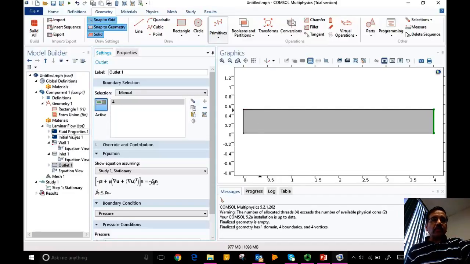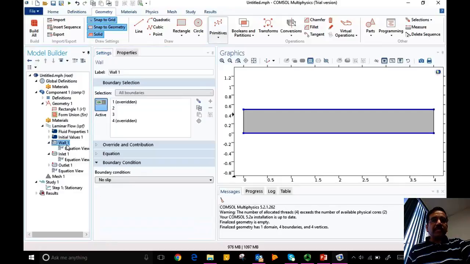And the remaining two are walls. If you go and click on the wall, initially all four were identified as wall, right? But then I overrode the first one and the fourth one. So it says overridden, I cannot touch it. And the second and third will be walls by default.